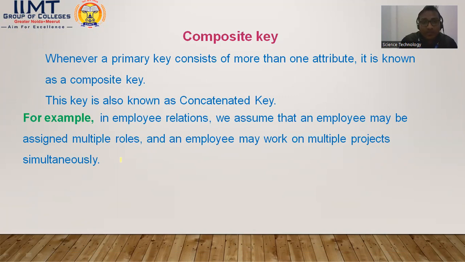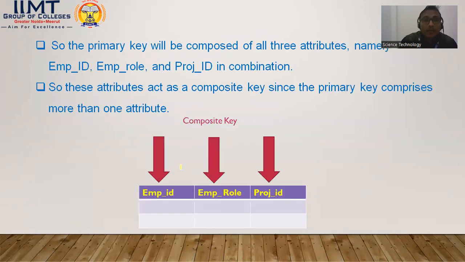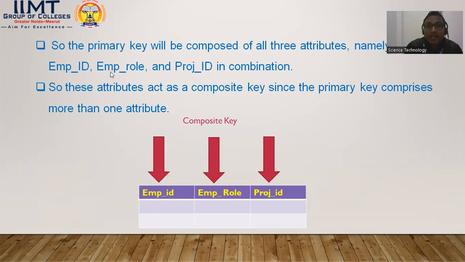Concatenated key. For example, in employee relation, we assume that an employee may be assigned multiple roles and an employee may work on multiple projects simultaneously. Okay. So the primary key will be composed of all three attributes: employee ID, employee role, and project ID. Namely, employee ID, employee role, and project ID in combination. So these attributes act as a composite key.